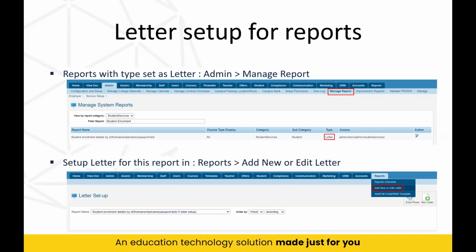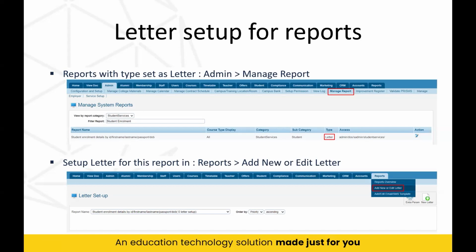On this page, you can categorize all these reports based on categories such as student services, management, accounts. And in the top screenshot, you can see that I have categorized one of the letters that is available, called student enrollment details by ID, first name, last name, passport, and date of birth. If you look at the screenshot, in the fifth column, you can see the type is letter.